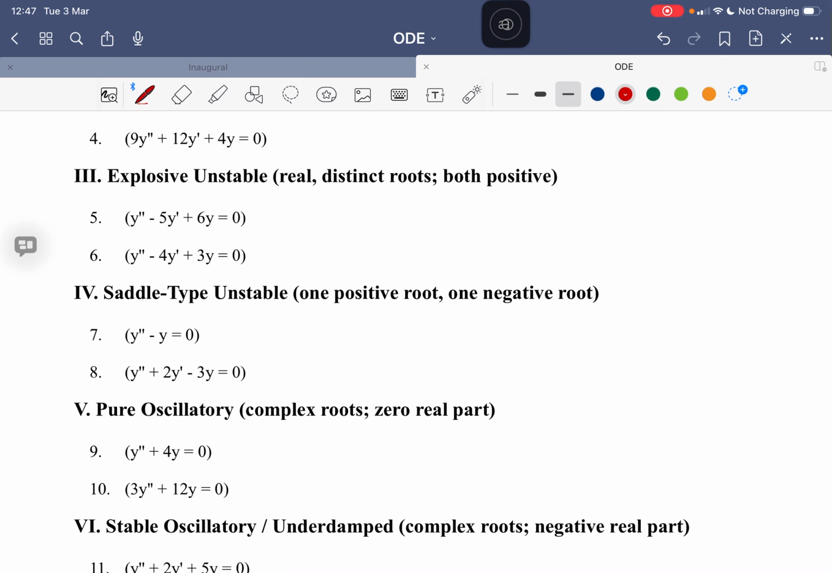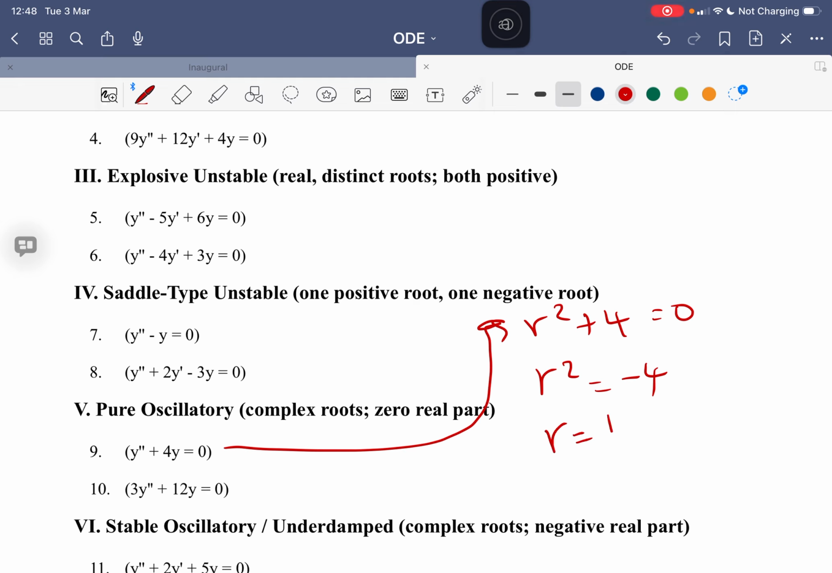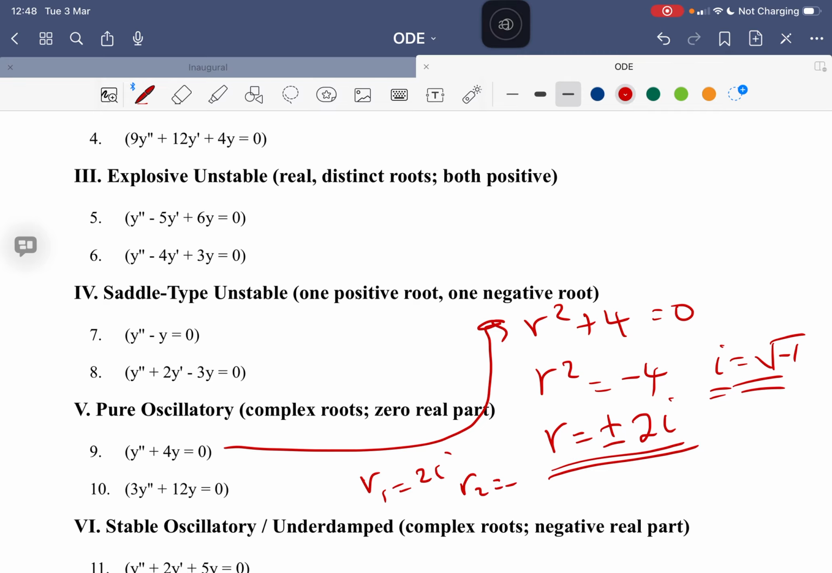If we write the corresponding auxiliary equation for this equation, it is r squared plus 4 equals 0. So r squared equals minus 4. If we take the square root, we will have r equals plus or minus the square root of minus 4, which is 2i, where i is the square root of minus 1. So this is a complex number. So anytime we have a complex number, our roots are now R1 equals 2i and R2 equals minus 2i.